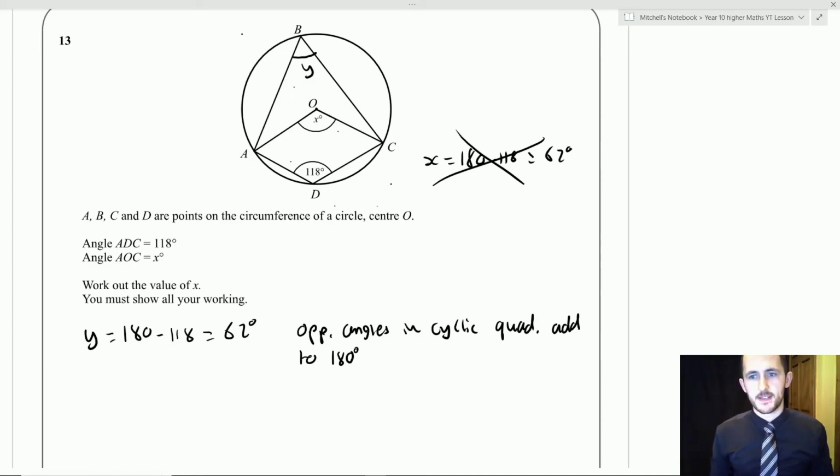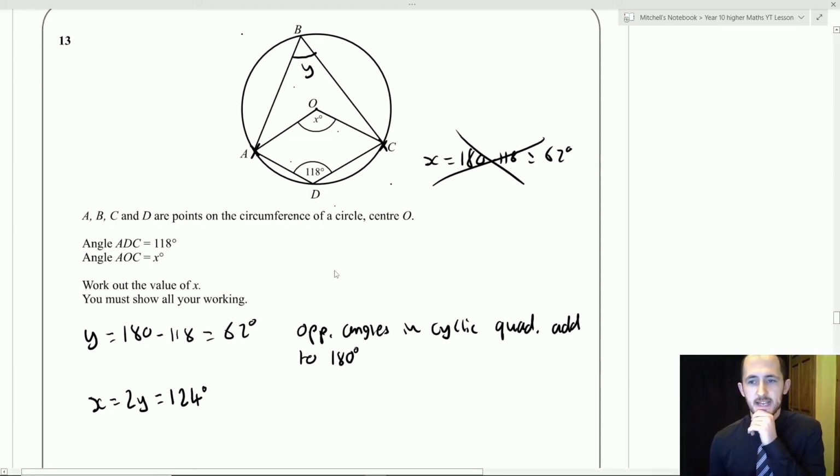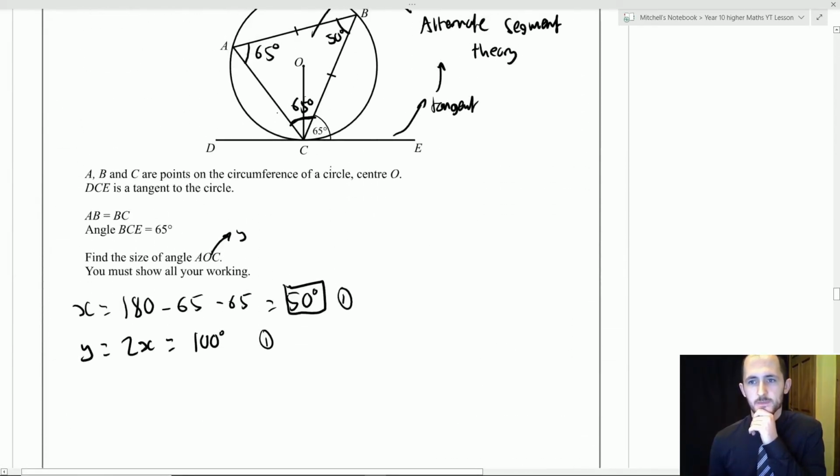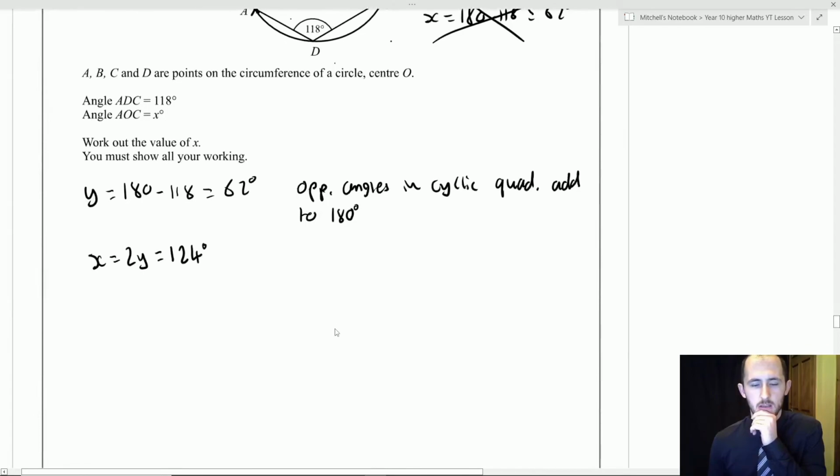Now what's this? Well, we have two points, yeah? And these two angles are made from the same point, and one of them's at the center. Well, that means X is going to be twice Y, which would be 124 degrees, for the exact same reason as this one. Both okay with that?